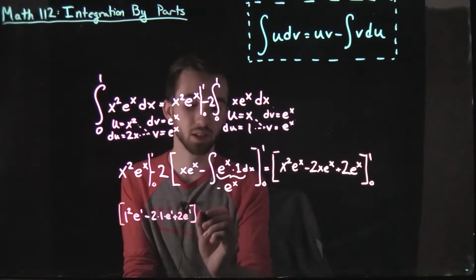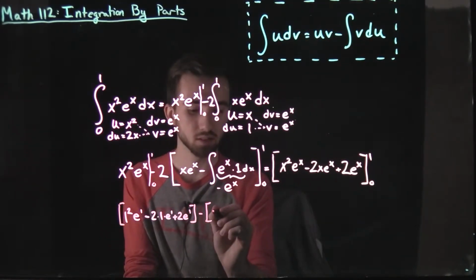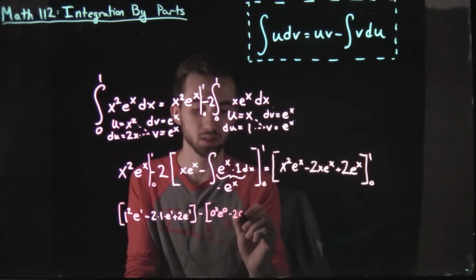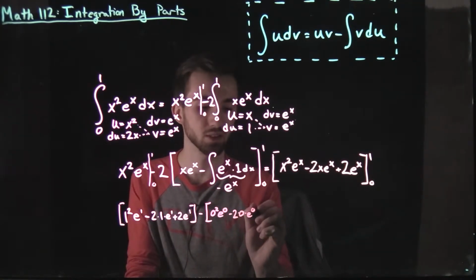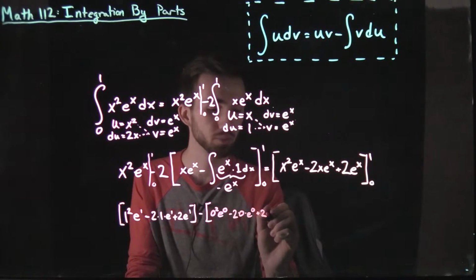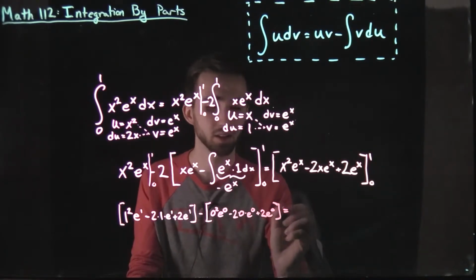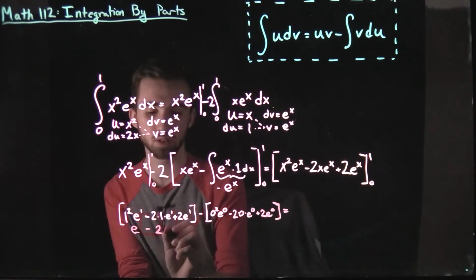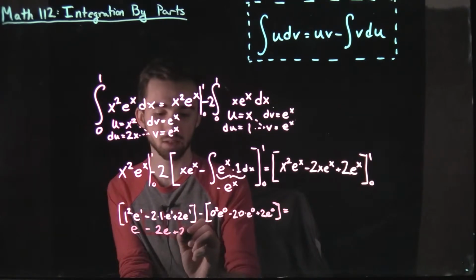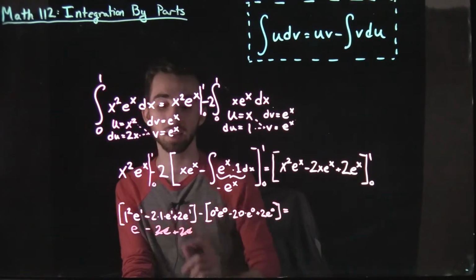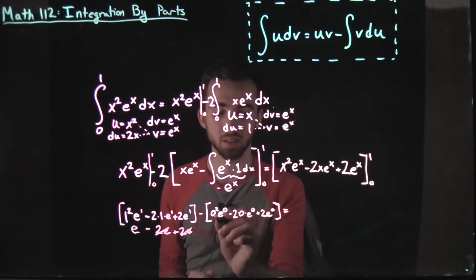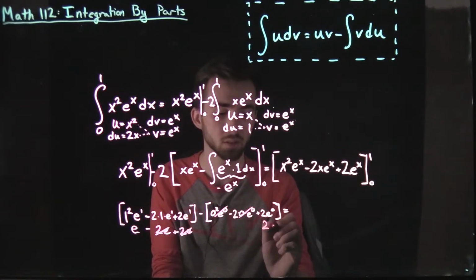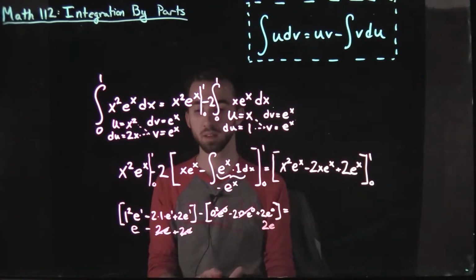That's our upper bound. And then minus 0 squared e to the 0 minus 2 times 0 times e to the 0 plus 2 e to the 0. And then this is e. This is just e minus 2e plus 2e. So this cancels out, and we just get e on the upper side. And then this is 0, this is 0. And then right here, we end up with 2e.